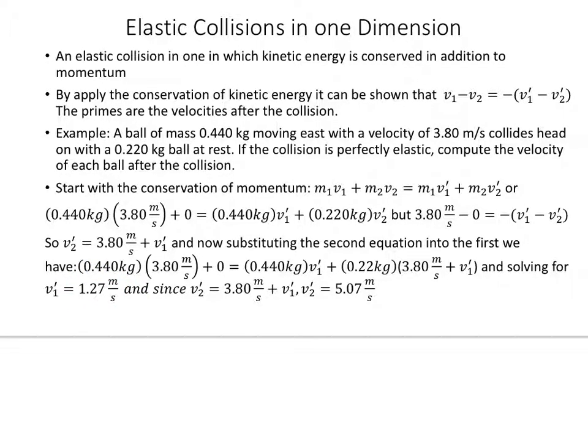1.27 meters per second. And for v2 prime, all we need to do is go back to this equation right here that said v2 prime is 3.80 plus v1 prime. Now we can solve for v2 prime, and v2 prime is 5.07 meters per second.